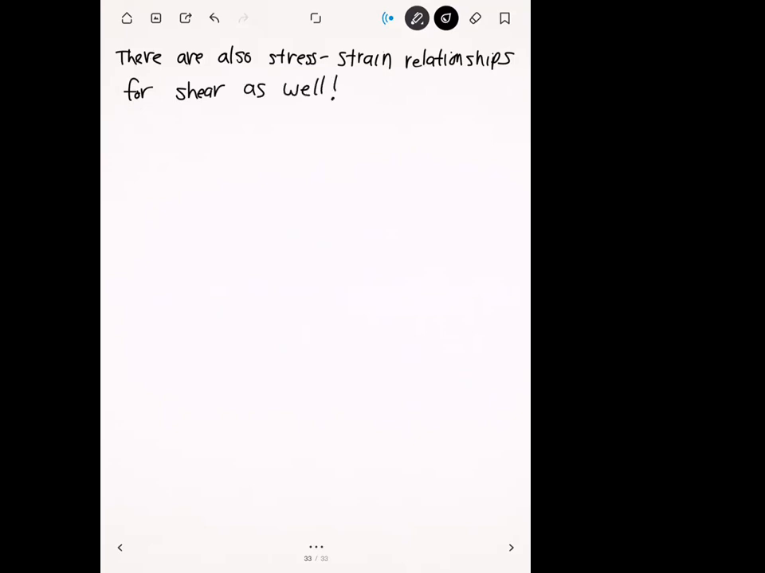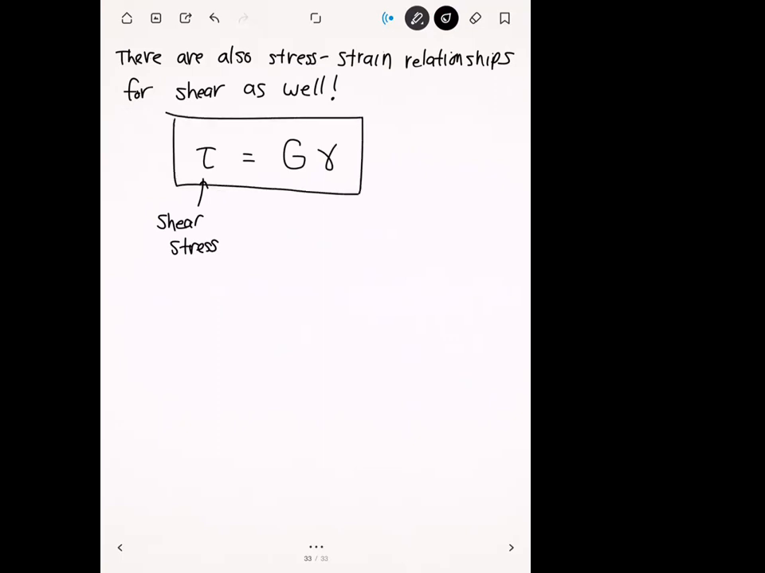Okay, and so the formula here looks pretty similar. On one hand side, we're going to have the shear stress tau. And this is going to be equal to G times gamma. I forget my Greek letters. This G here is the shear modulus, and this gamma right here is the shear strain.